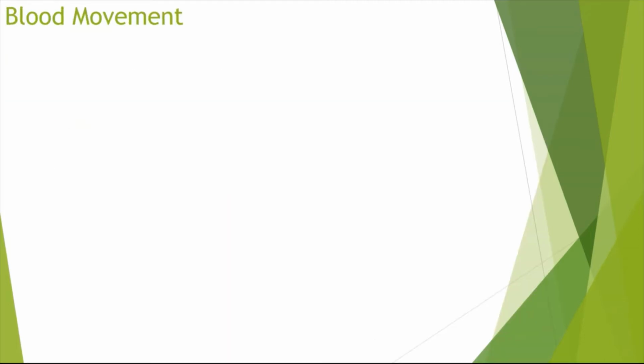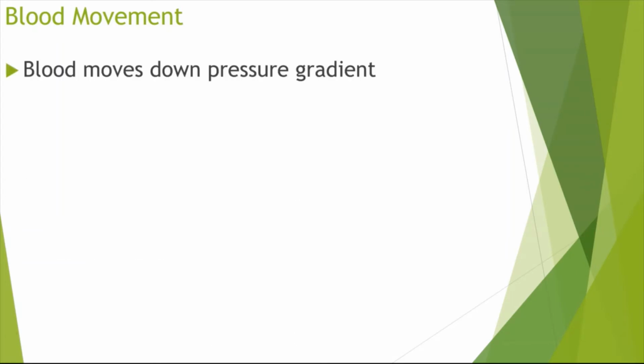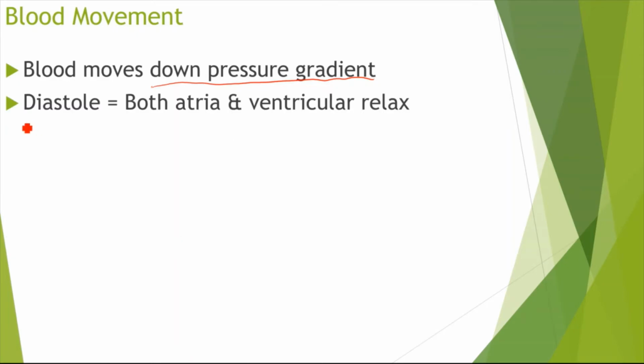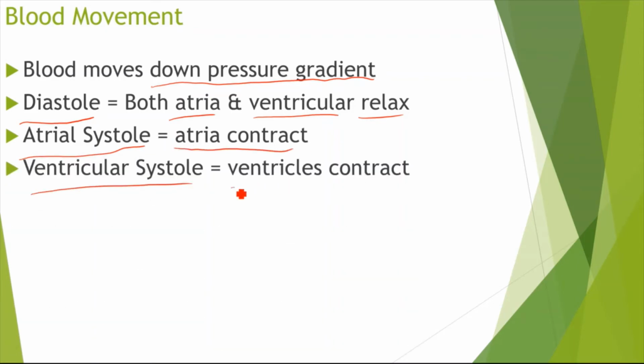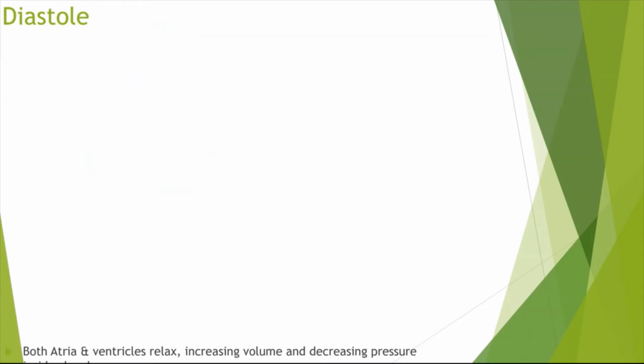Right, so now we'll be looking at how the blood moves in the heart. You need to know that the blood moves down the pressure gradient, so from a high pressure to a low pressure. And there are basically 3 steps we can split the movement of the heart into. First, the diastole. Diastole just means relaxing, so this is where both the atria and the ventricles are relaxing. Next is the atrial systole, where the atria are contracting, and finally the ventricle systole, where the ventricles are contracting. So first, looking at diastole in more detail.